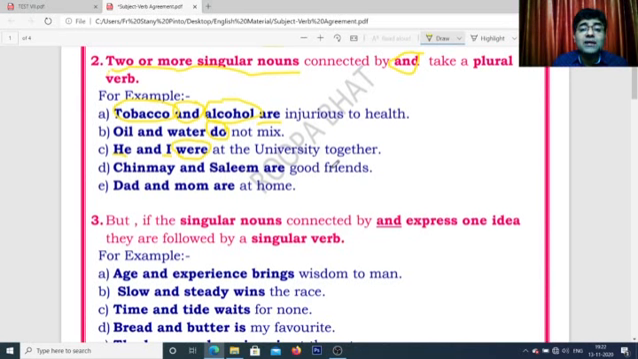Chinmay and Salim are good friends. Chinmay, one person, Salim, another person, both are singular nouns. We are not referring to one, we are referring to both. So Chinmay and Salim are good friends. Why? Two singular nouns connected by and. Dad and mom are at home. Don't say dad and mom is at home, then you are leaving out one of them. So again, dad and then mom, both are at home, right?